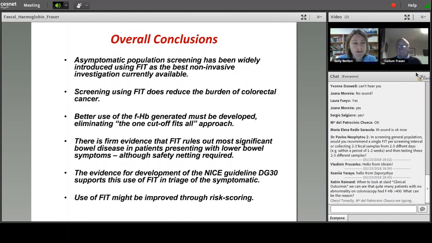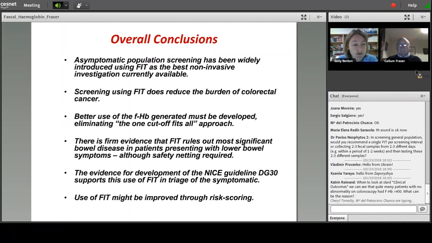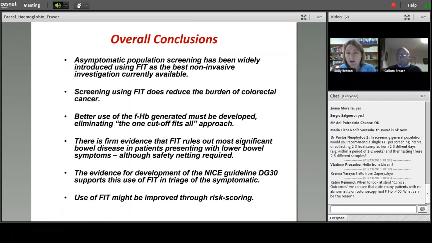Thank you, Callum. That's an absolutely brilliant overview, or very detailed overview, covering FIT in both screening and symptomatic populations, and covering so much evidence as well. So thank you ever so much. So we have got a few questions. I'll run through them in the order in which they've appeared.